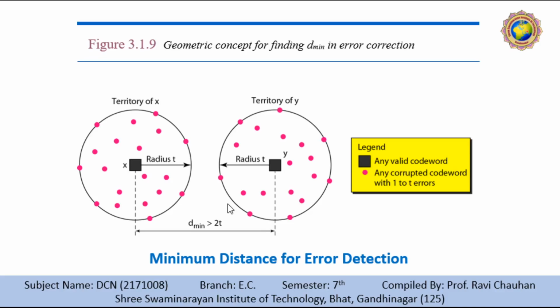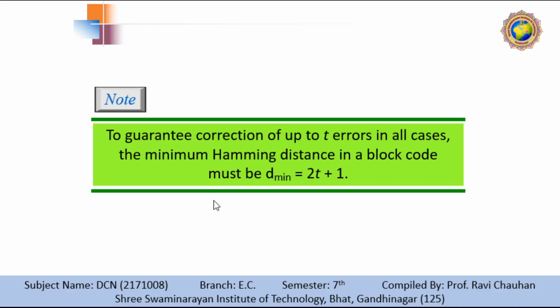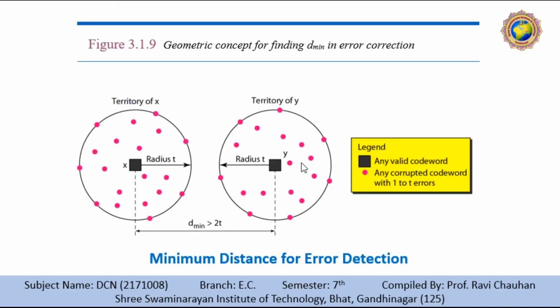Some texts use spheres to show the distance between all the valid blocks. So over here it is very easy to understand. In this figure, our d minimum is greater than 2t, with a gap between these two territories of radius t, which means d minimum is greater than 2t. Since the next integer increment is 1, we can say that d minimum is equal to 2t plus 1. So we can say that to guarantee the correction of up to t errors in all cases, the minimum Hamming distance in a block code must be d minimum equals 2t plus 1, as our figure shows.